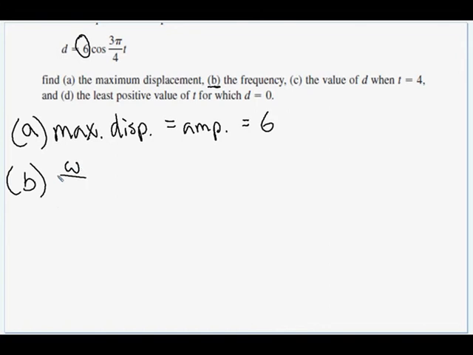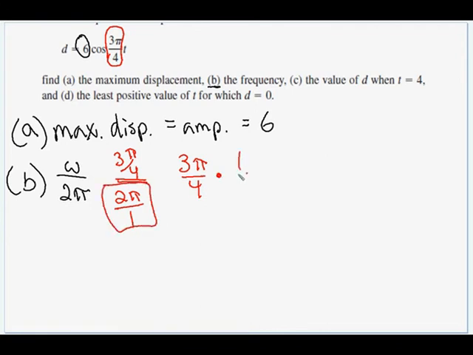Part B, find the frequency. Frequency is omega divided by 2 pi. And here omega, you know, that's just what's in front of the t variable. So here's our given omega, 3/4 pi. So 3/4 pi is omega, and we're dividing that by 2 pi. Or I like to do that as 2 pi over 1, because now we have a fraction divided by a fraction. Our numerator is 3/4 pi, and now we're going to multiply by the reciprocal of that, 1 over 2 pi.